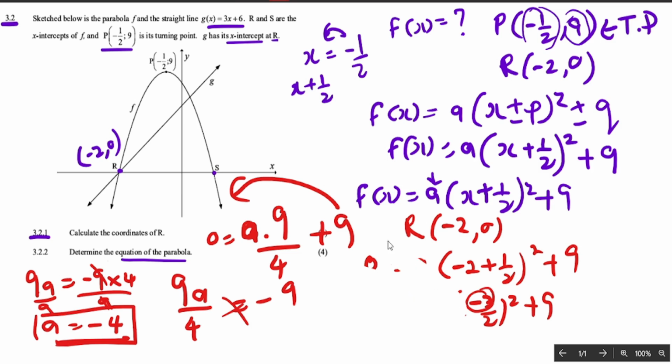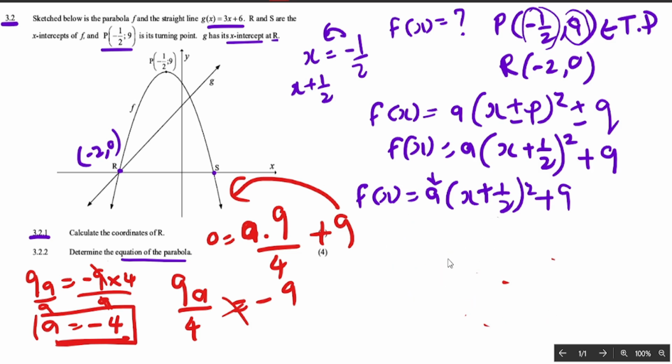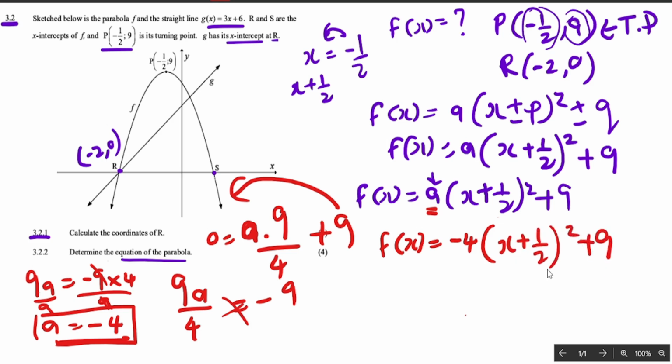Then you go back here. Remember that you already had the equation. You just needed to complete it by finding the value of a. So now we just found the value of a. f of x is equal to minus 4 into x plus 1 over 2 squared plus 9. Then this would be your equation of your function.